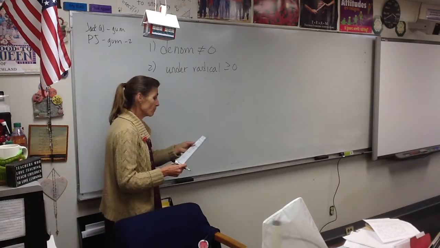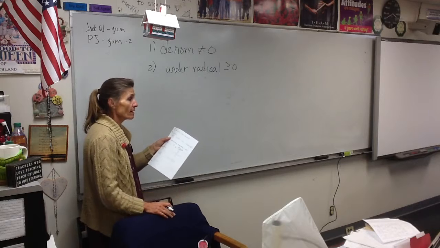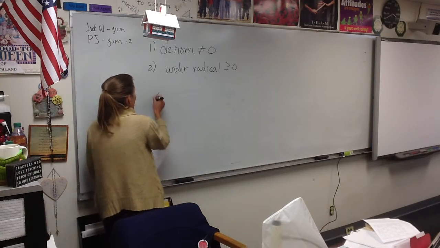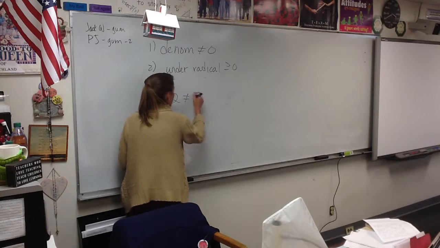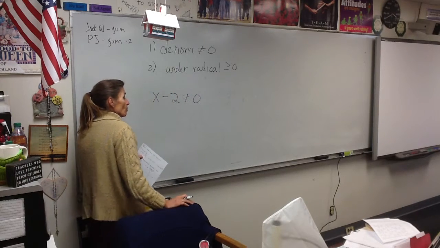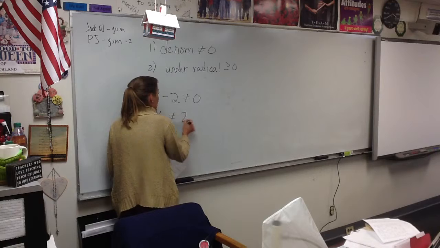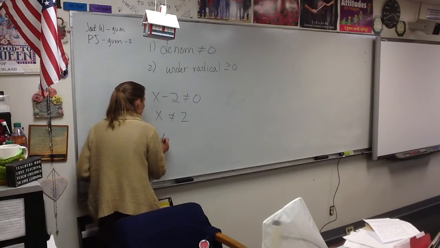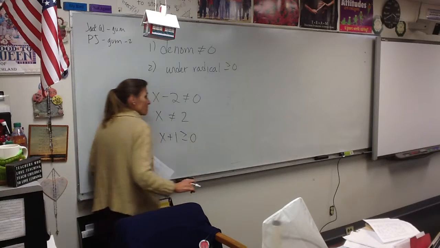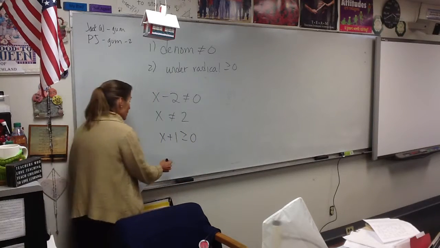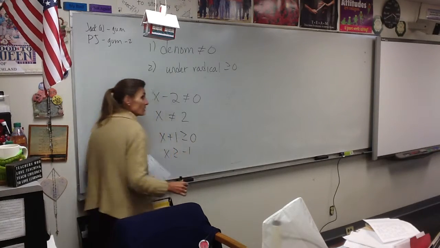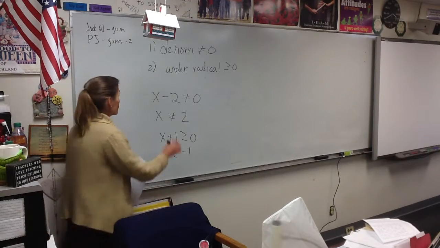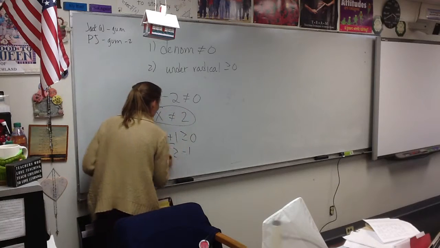So I look at problem number 1, or A. What can you tell me? X minus 2 cannot be 0, which means X cannot be 2. But also, X plus 1 has to be bigger than or equal to 0, which means X is bigger than or equal to -1. So this is a 2-part answer.